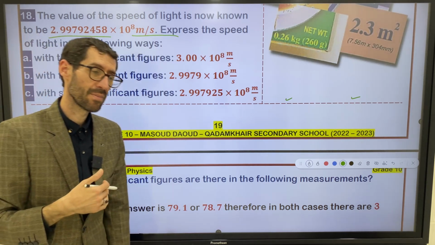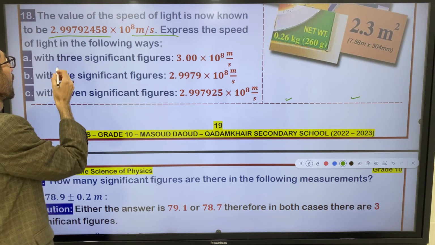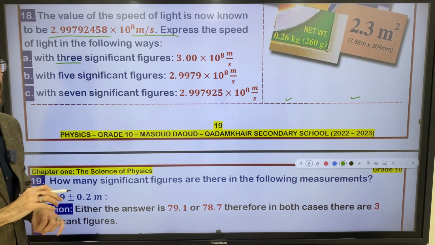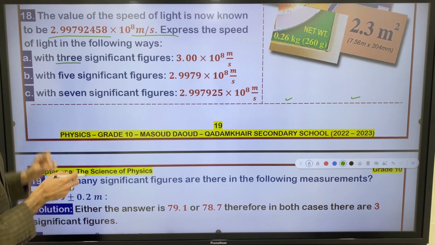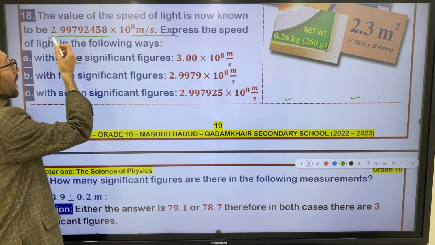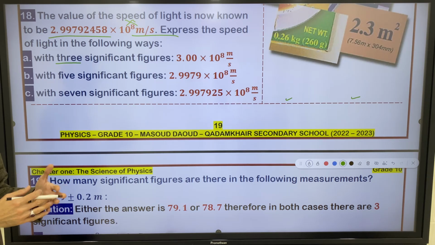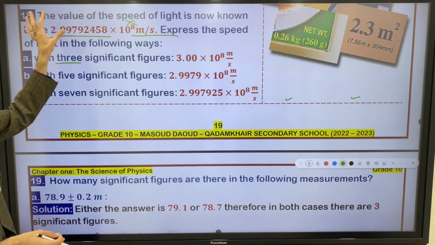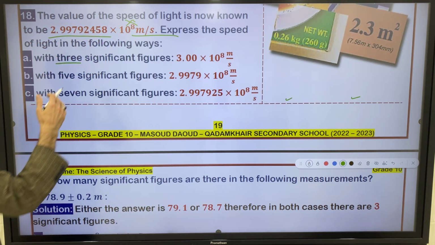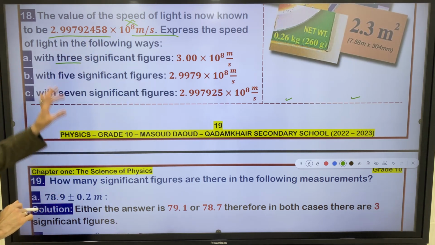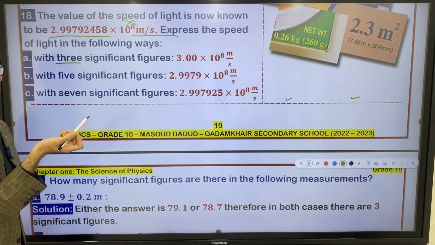Let me show you the process. Let me tell you the note about this one. We look for 3 significant figures. We have to have 3 significant figures in the answer. Which number here? Don't focus on the power. Leave the power aside. Just focus on this number, the coefficient of the number. So we focus on this one, not the power.